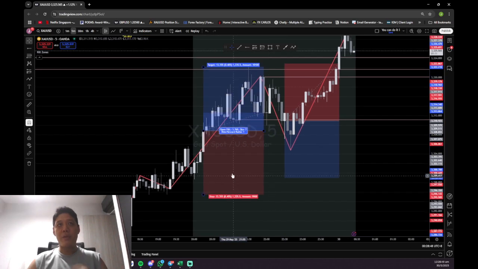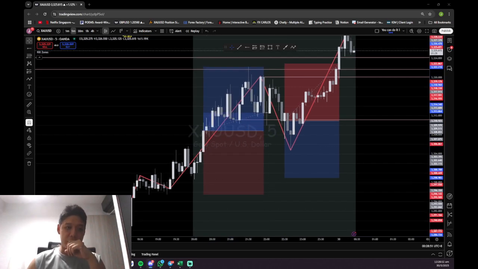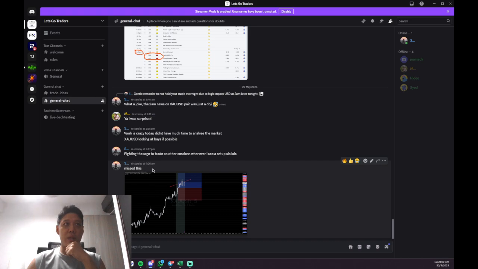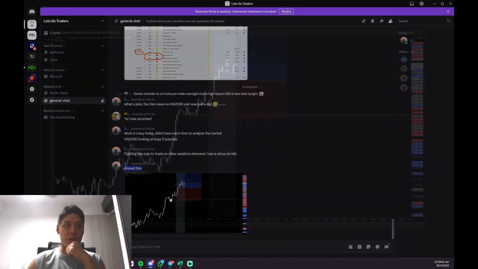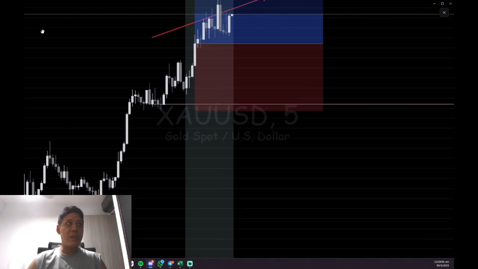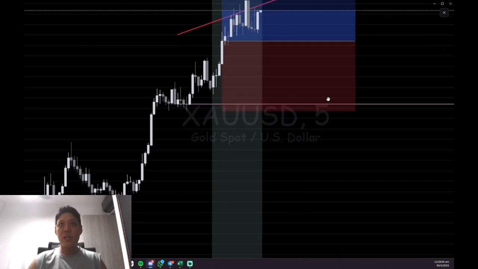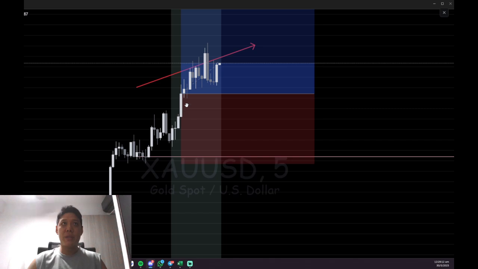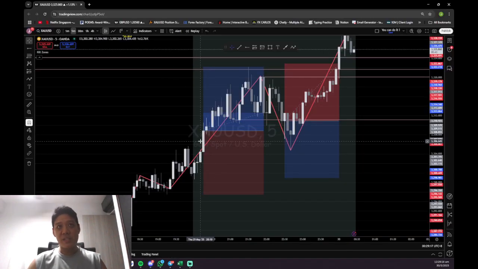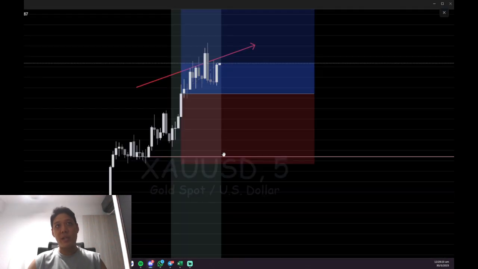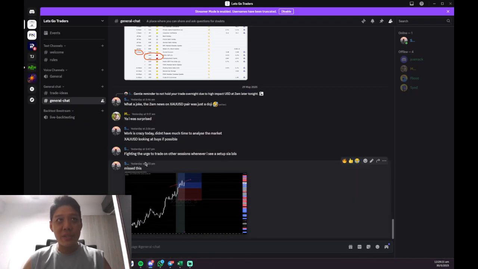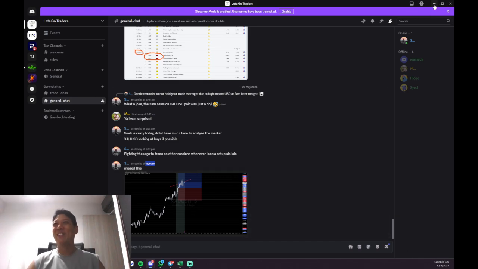But when I found the setup, I can even show you on the Discord. Let me see here. Discord, trade ideas, general chat. It's actually under general chat. I did say missed this. If you open up the XAU USD 5-minute chart, look at the price and where I put the entry. This is exactly over here. So this was the trade that I actually missed. It was sent at 9:20 p.m. That was 3 hours ago: 9, 10, 11, 12, 3 hours.